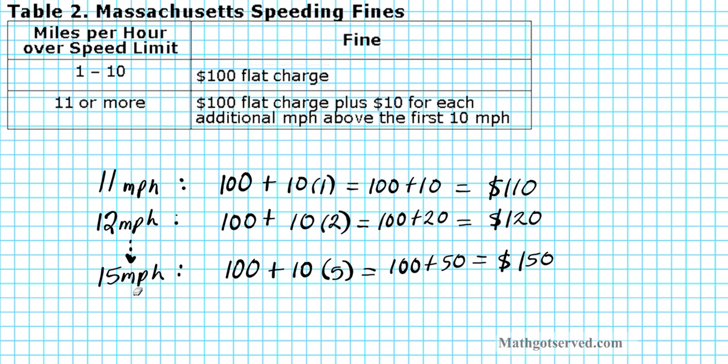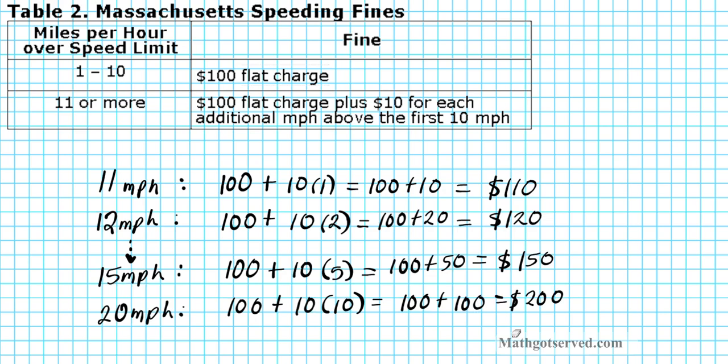Now let's go from 15 and jump to 20 miles per hour. What's the fine here? The 100 flat plus 10 times how many miles per hour is 20 above 10 miles per hour? It's 10 because 10 plus 10 is 20. So you have 100 plus 10 times 10 is 100. 100 plus 100, which equals $200.